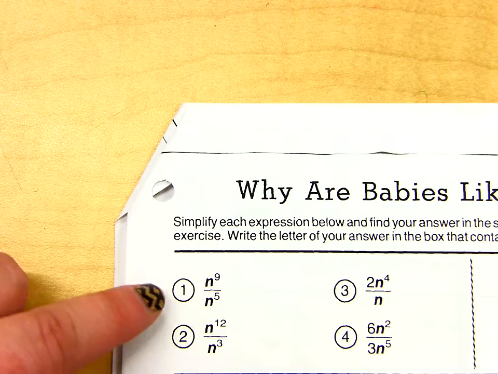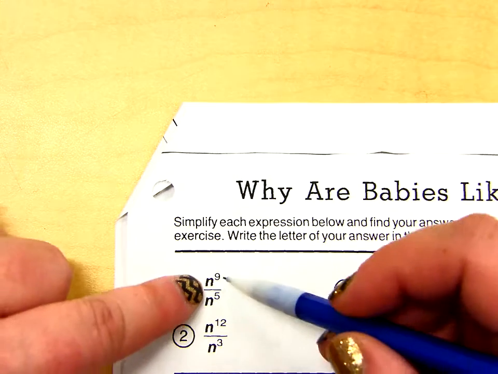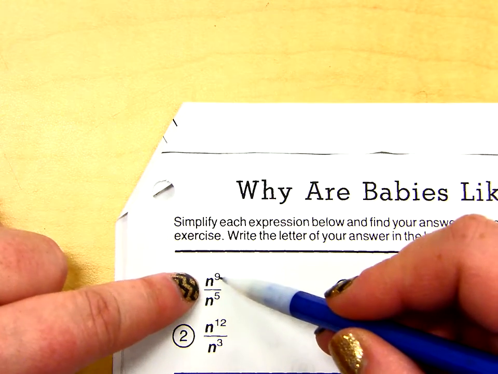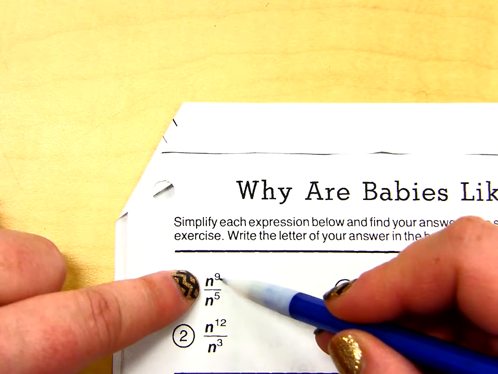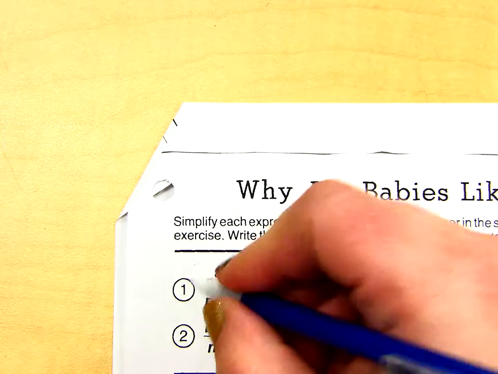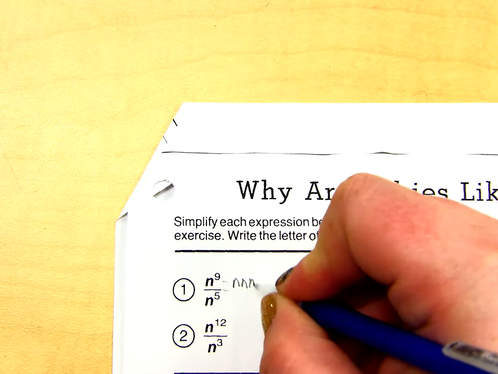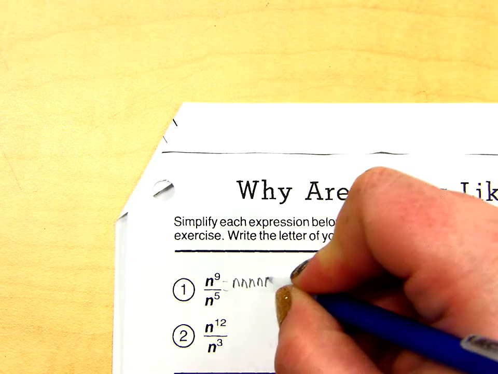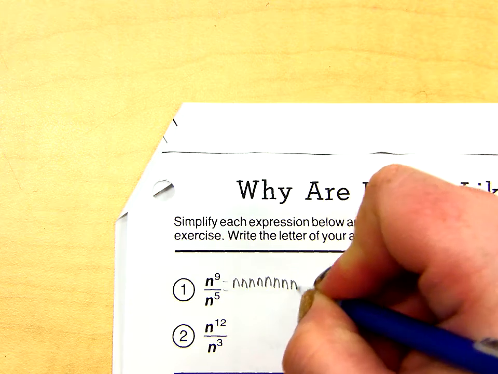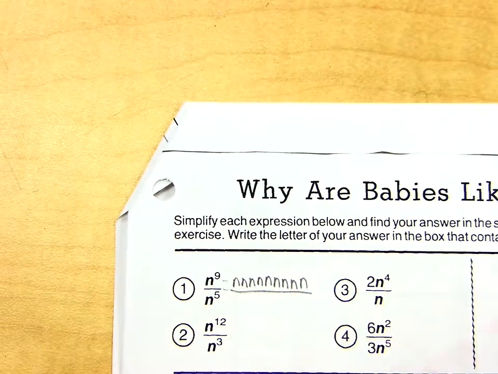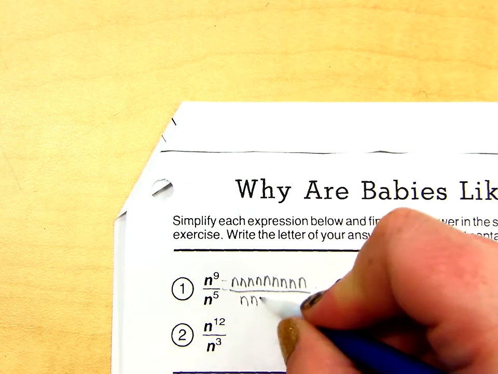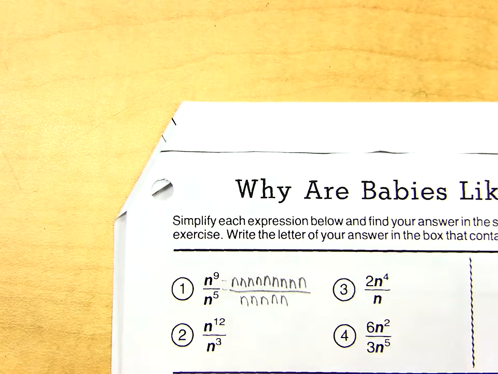Let's just recap the rule here. I personally like to think about it. N to the 9th literally means that you have 9 of them on top. So I'm going to draw this one out: 3, 4, 5, 6, 7, 8, 9. There's N to the 9th. N to the 5th, 1, 2, 3, 4, 5.